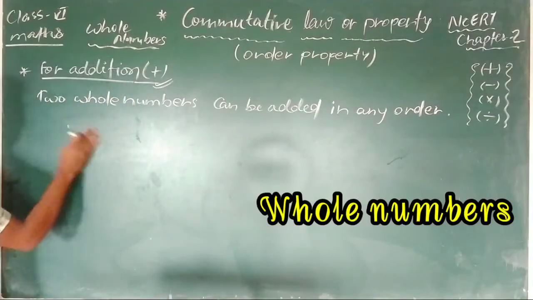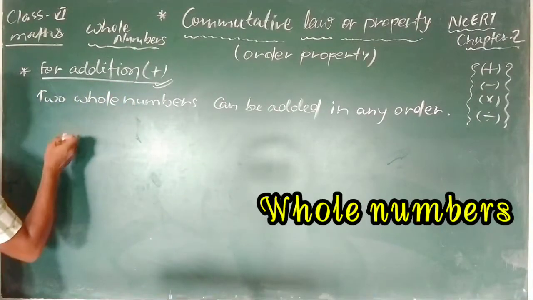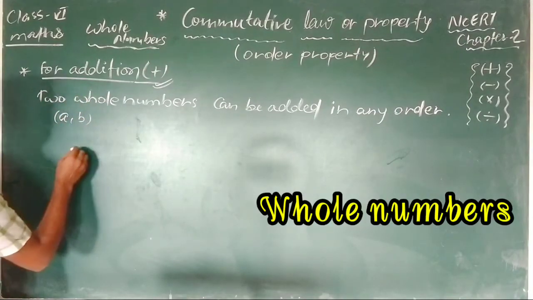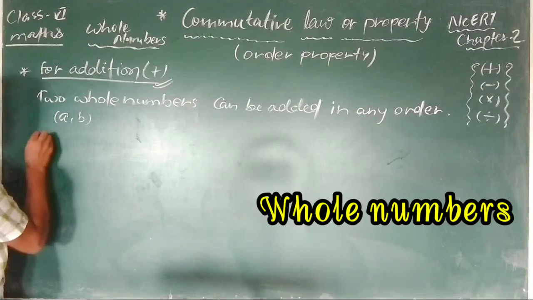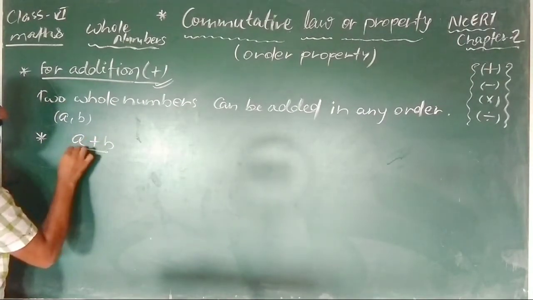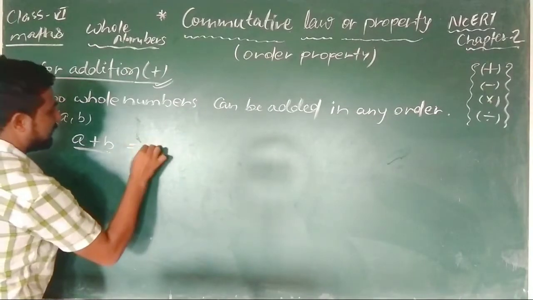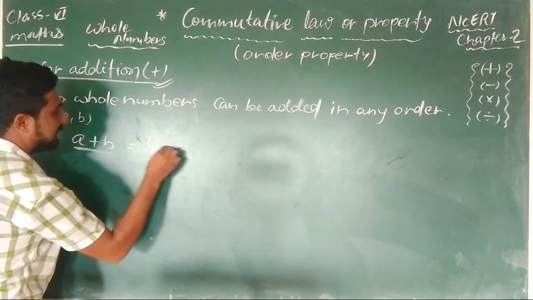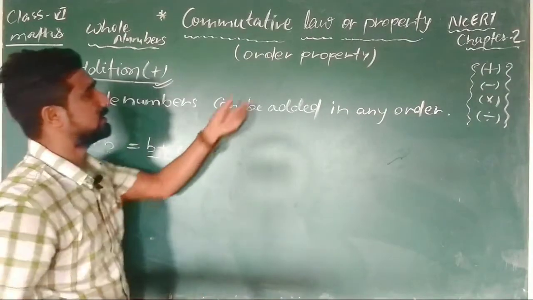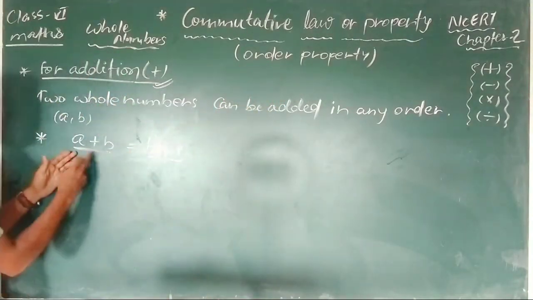Suppose let me take any two whole numbers. Let me take A and B. These two are whole numbers. So what the property says for the addition operation, I am writing: if you add A and B and write A plus B, and if you write B first and then A, and then add, you see why I called it the order property. You can see here the order is changed.